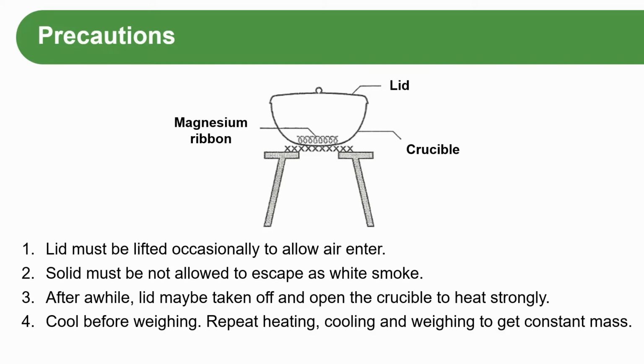Third, after a while, the lid may be taken off to open the crucible and heat strongly. This is to ensure that the combustion reaction is complete. And lastly, cool before weighing. And the process of heating, cooling, and weighing must be repeated in order to get a constant mass.